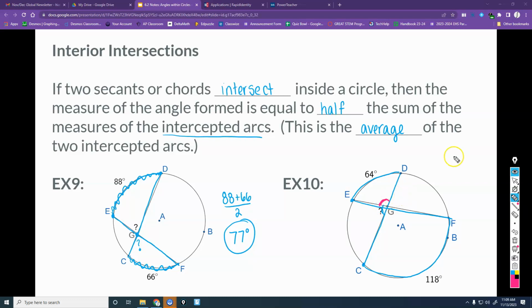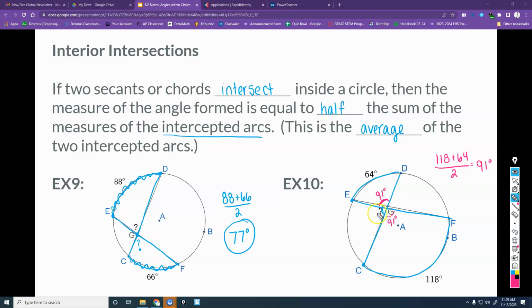So let's do that. We would do 118 plus 64 divided by 2. To find the average, you just add together and divide by 2. And what do we get? 91. So this angle right here is 91 degrees. That would mean this angle right here is also 91 degrees.